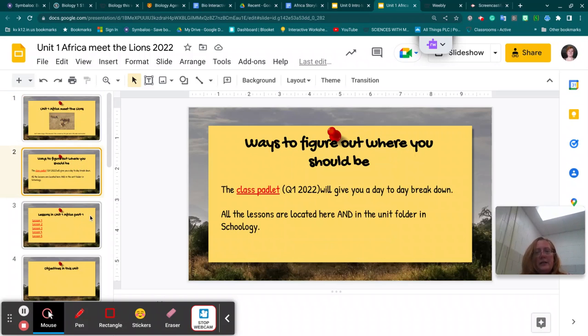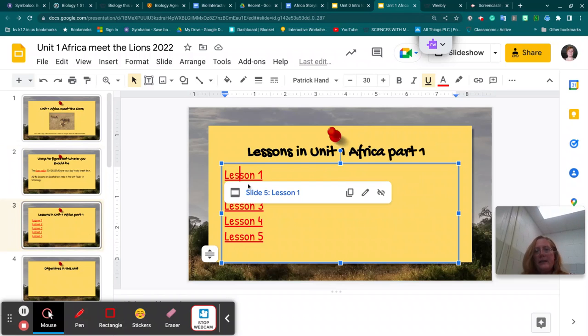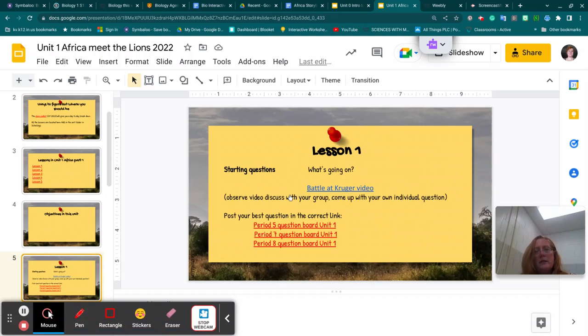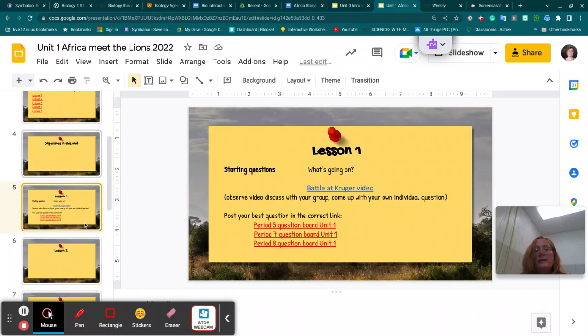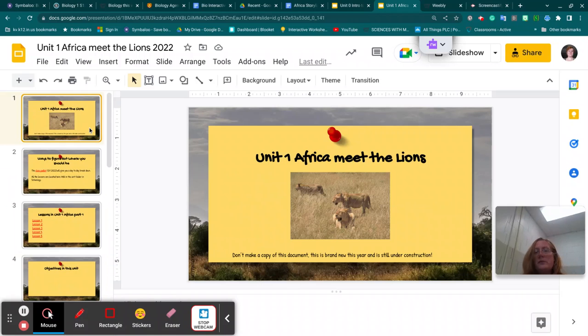When you get here, I'll remind you that there are ways to figure out what lesson you're supposed to be on. Then you can say, okay, today we're doing lesson whatever, click on that lesson, go to lesson 1, and you'll see what we're doing on lesson 1. If you look ahead, I haven't put the rest of the lessons in there yet. Remember, this is the first year we're doing it, and you'll see things like this. Hey, this is still under construction. Don't make a copy of it yet.